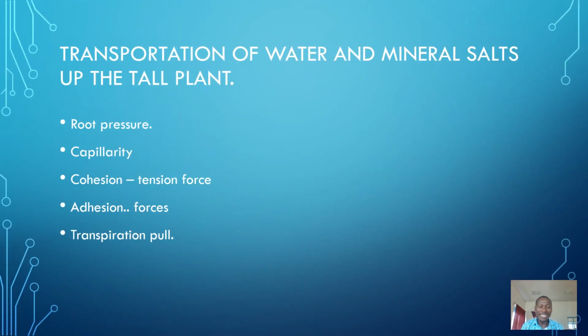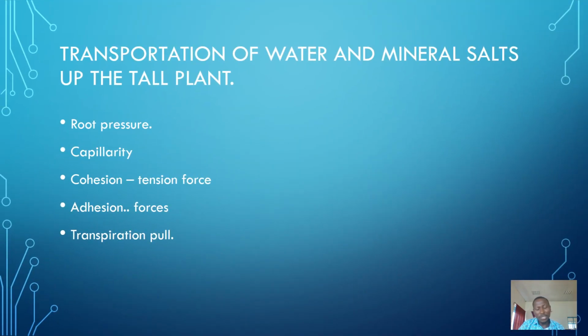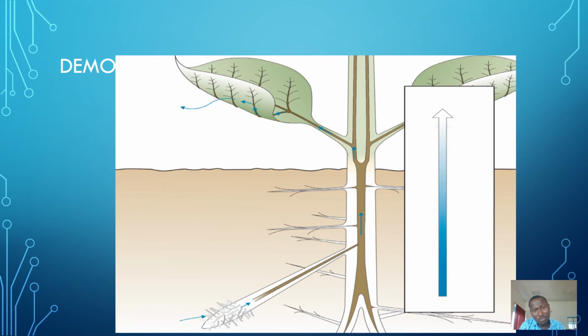Then we have adhesion, a force of attraction between molecules of different kinds, where water molecules adhere to or are attracted to the surfaces of the xylem vessel, causing them to rise up the capillary tube and up the xylem vessel. Then lastly, we have the transpiration pull. As a result of water loss from the leaves by evaporation, there is water loss by evaporation from the mesophyll cells of the leaf.